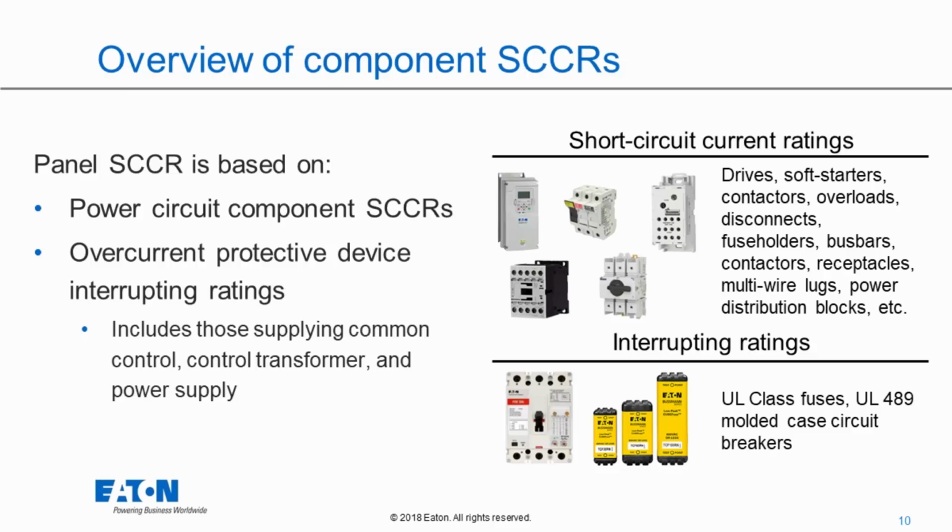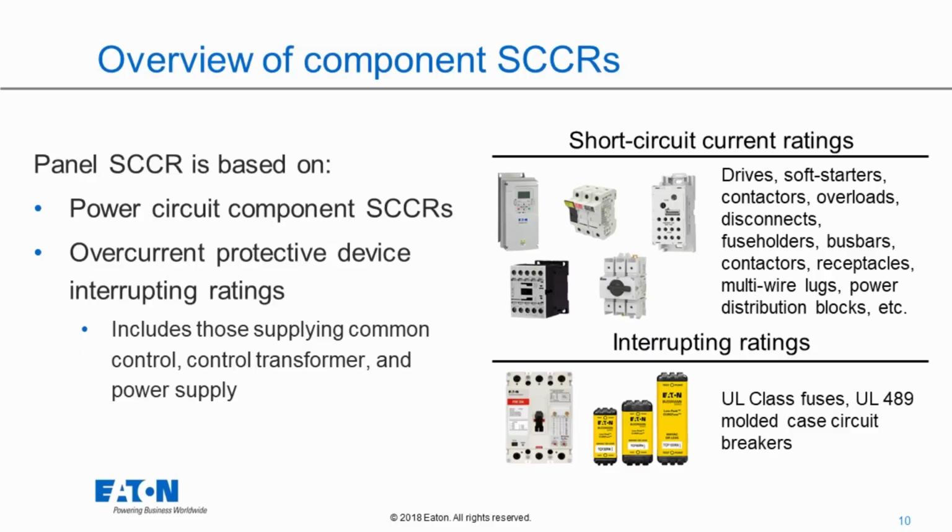So I'm going to talk about interrupting ratings here first real quick. An interrupting rating applies to an overcurrent protective device. And again, that's the device that's going to interrupt the fault, right? A breaker is going to trip, a fuse is going to open, maybe a manual motor protector is going to trip. So it's the device that's physically interrupting the fault. And these have interrupting ratings, right? It's 35 kA, 65 kA, whatever it might be. That's one of the ratings we care about.